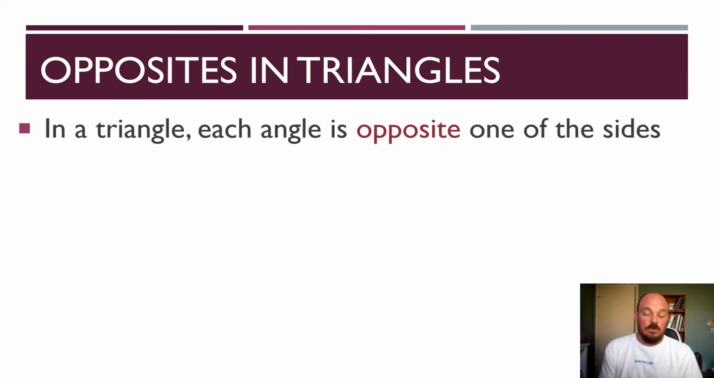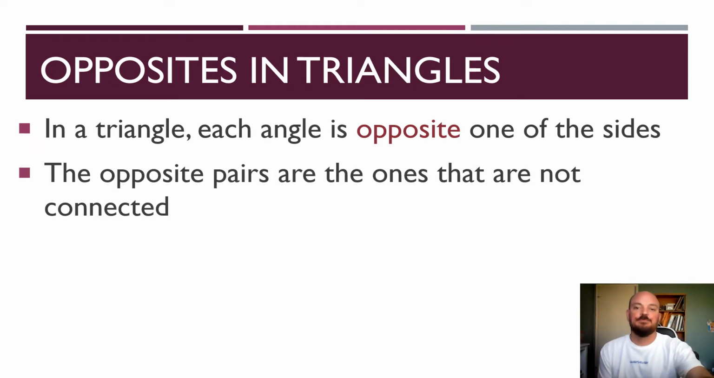Now these theorems all have to do with opposites. And we've used that word before. I used that word when I gave you the definition of the word hypotenuse. I said in a right triangle, the hypotenuse is always opposite the right angle. Well, we're going to start thinking of all three sides and all three angles of a triangle in opposite pairs.